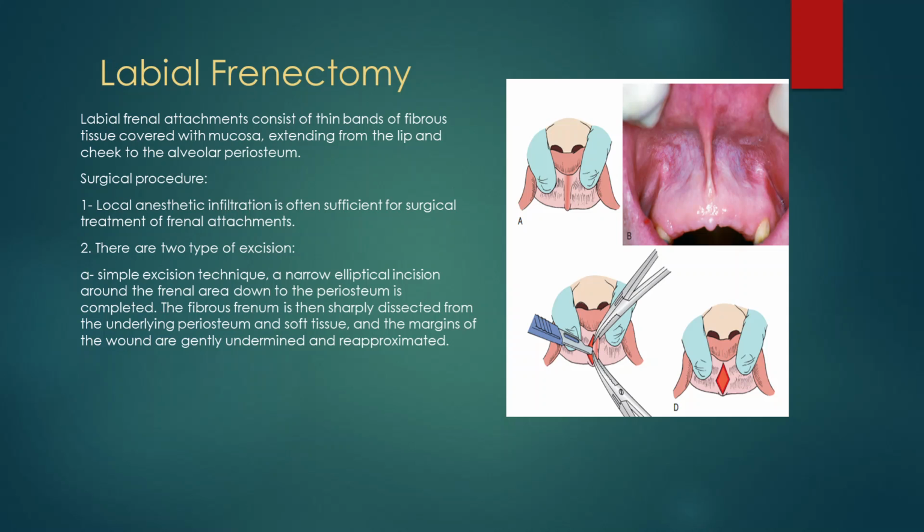First, local anesthesia. Infiltration is often sufficient for surgical treatment of a frenal attachment. There are two types of excision. The first one, the simple excision technique. A narrow elliptical incision around the frenal area down to the periosteum is completed. The fibrous frenum is then sharply dissected from the underlying periosteum, and soft tissue and the margin of the wound are gently undermined and reapproximated.